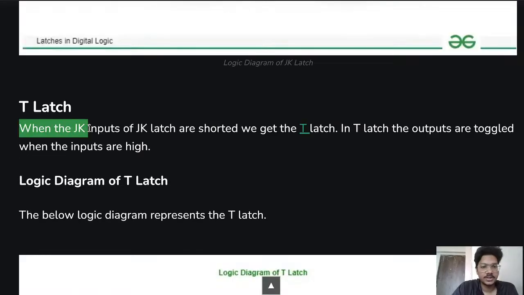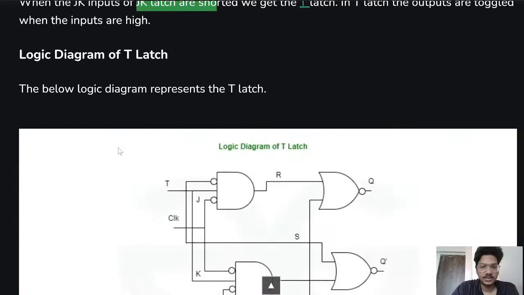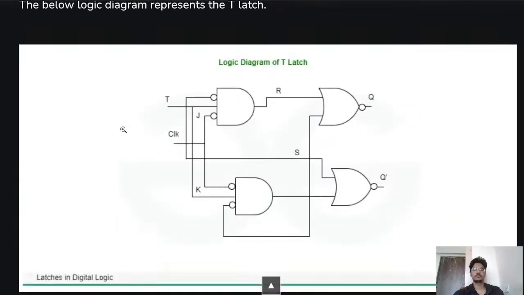When the JK inputs of a JK latch are shorted, we get a T latch. In a T latch, the output gets toggled when the input is high. Everything is similar to our JK, but this time we have to provide a clock.